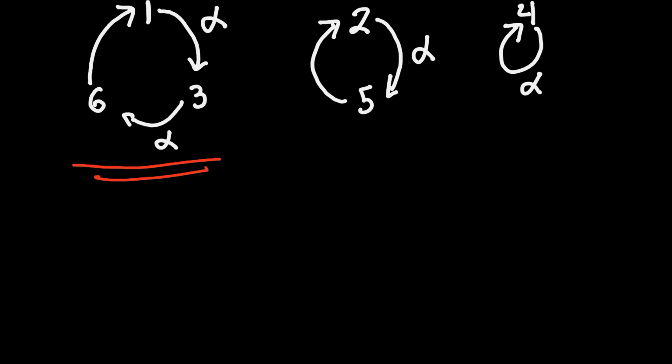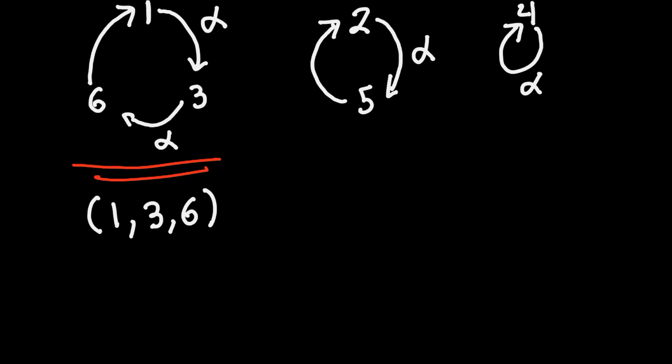For the first one right here, we're going to say we started with 1, comma, 1 is mapping to 3, and 3 is mapping to 6. So this notation is going to represent the fact that under the function alpha, alpha of 1 is 3, alpha of 3 is 6, and alpha of 6 is 1. So it's making that representation of this graphical notation that we have here.